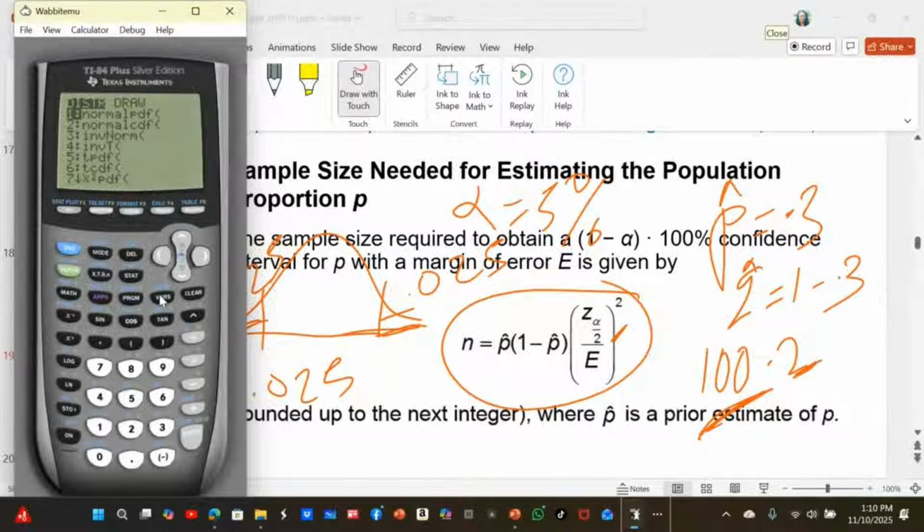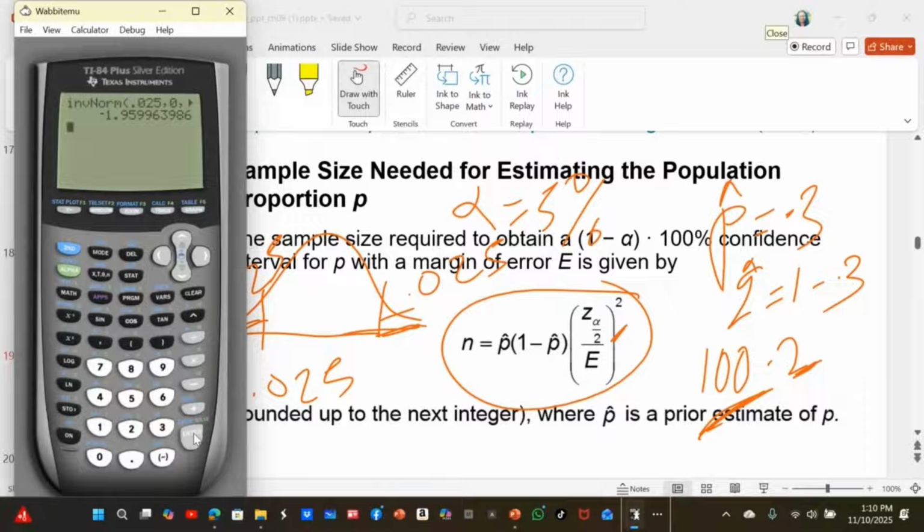All right, so I'm doing inverse norm, which is number 3, and finding the area to the left, which is the percentile, and that area to the left is 0.025, and the mean is 0, the standard deviation is 1. So remember that in normal distribution, you do not use degrees of freedom. So I'm going to calculate, hit enter.